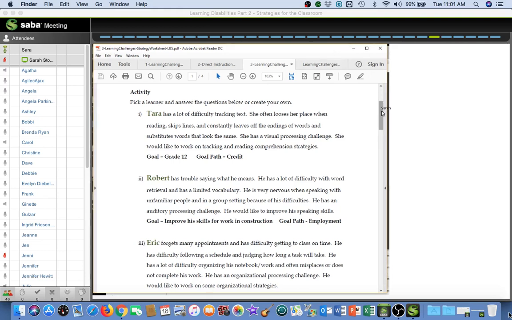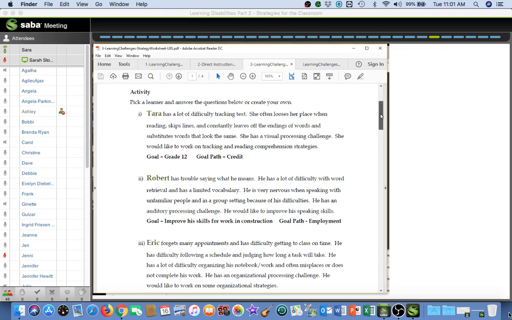So first we have Tara. Tara has a lot of difficulty tracking text. She often loses her place when reading, skips lines, leaves off endings of words. She has a visual processing challenge. So we know that those are pretty common markers for folks with visual processing challenges. And she'd like to work on tracking and reading comprehension strategies. Her goal is to complete her grade 12 diploma. So of course her goal path is credit. So if this resonates with you, if you have a lot of Taras in your classroom, maybe not with visual processing challenges necessarily, but that goal and that goal pathway makes sense for you, then this would be a good case study to work on.